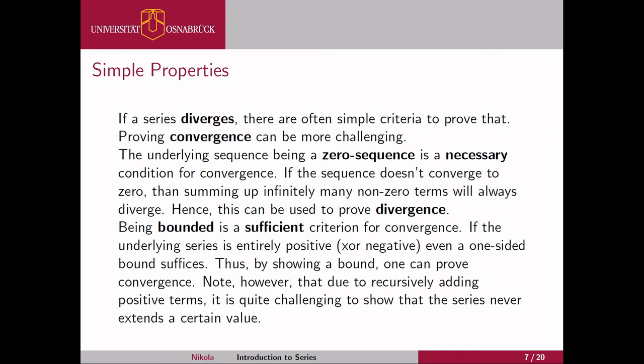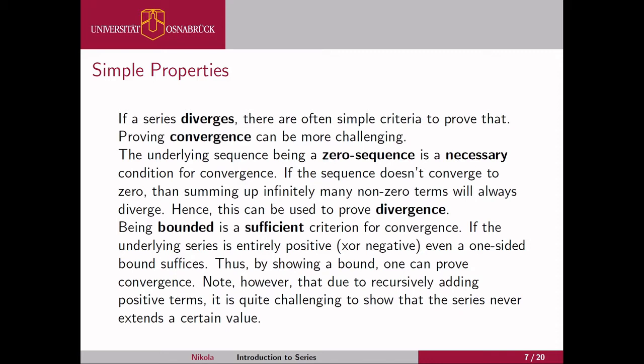This means if a sequence does not have the property of being a zero sequence, it definitely diverges. It does not fulfill the necessary property to be a converging series. However, you don't know if it converges if it fulfills the property. There are zero sequences which still diverge.